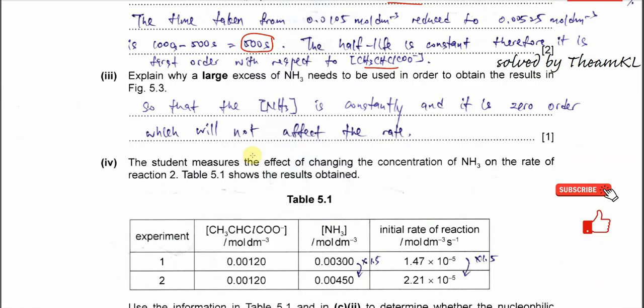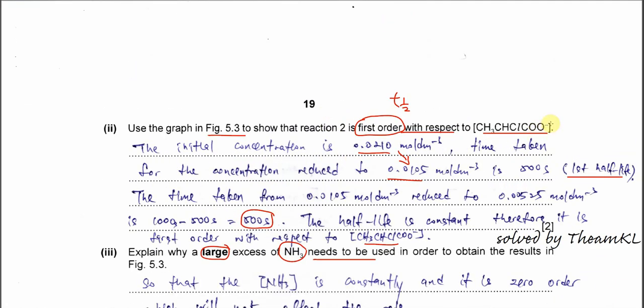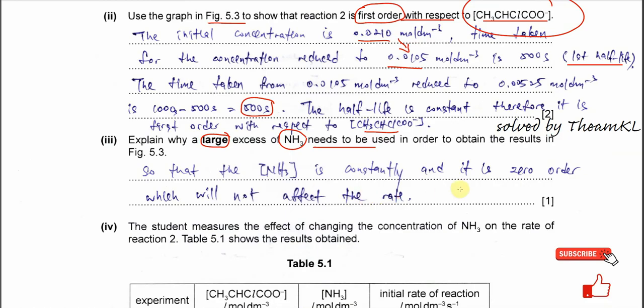Part 3. Explain why a large excess of ammonia needs to be used in order to obtain the result in figure 5.3. Very easy, because when ammonia is in large excess, it won't really affect the rate. We don't want ammonia to affect the rate, that's why we use a lot. So eventually any change in the rate will be just because of this anion. That's the answer. We want to make it zero order, so that it will not affect the rate.